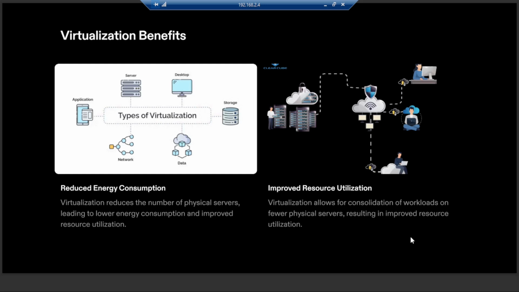Virtualization allows for consolidation of workloads on fewer physical servers, resulting in improved resource utilization. So, with the help of virtualization, we can reduce the number of servers and still get the work done, resulting in improved resource utilization. So, we are doing all the work that we need for the business by implementing virtualization technology with only a few servers. So this is virtualization.